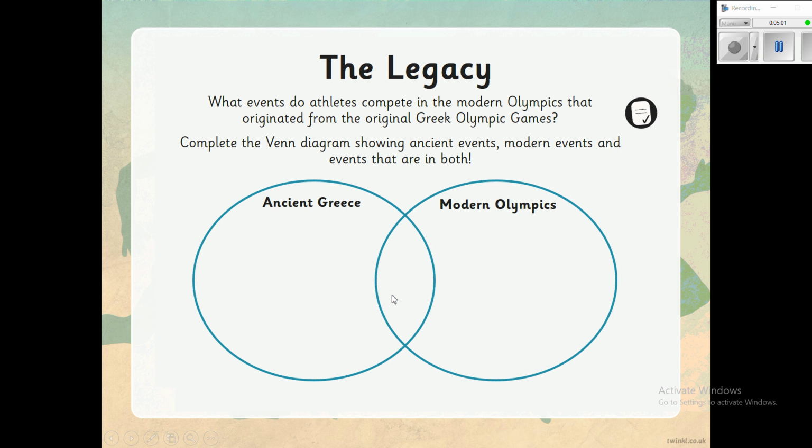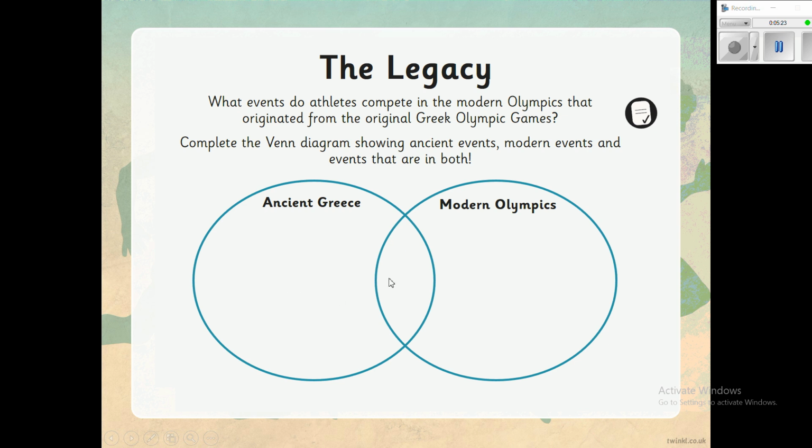You might want to make this middle bit a little bit bigger than what I've done here, because then you can fit more information in the middle, because I think there's quite a few that do actually overlap. Now, to get this information, feel free to rewind this video and have a look at the PowerPoint, and you can also do your own research to add in any extra events that have not been mentioned, okay? And feel free to use the images of the pots as well.